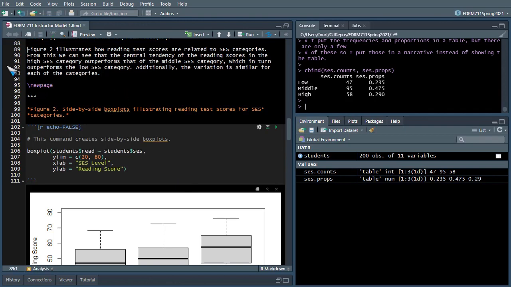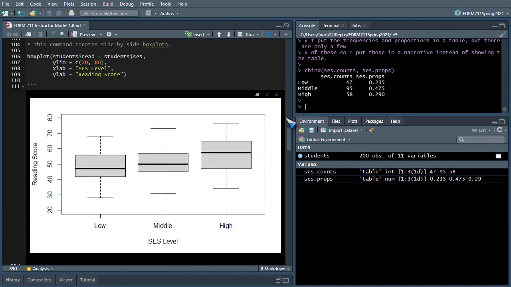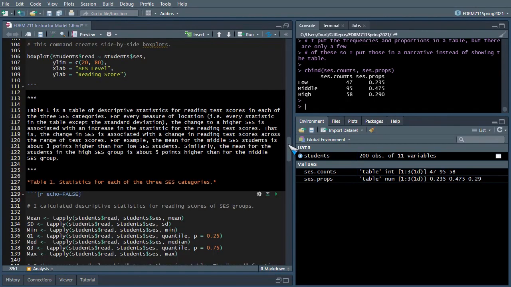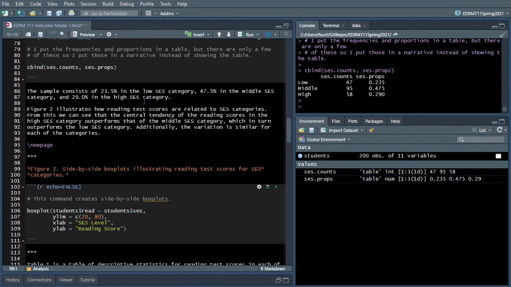So I write a little narrative here. Figure 2 illustrates how reading test scores are related to SES categories. From this, we can see that the central tendency of the reading scores in the high SES category outperforms that of the middle SES. Well, I haven't constructed figure 2. Actually, I did. You can see it here, but let's wipe that out. So I really am not ready to write anything beyond figure 2 illustrates how reading test scores are related to the SES categories.